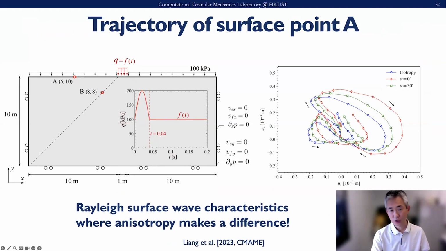We also monitor the displacement response of a ground surface point for the three cases. They generate such a pattern. For this point, for example in the alpha equals 0 case, during the punching loading it will go through this one, going further circles, then going back to this one. This gives us a very typical Rayleigh surface wave characteristic, where the anisotropy plays a very important role.